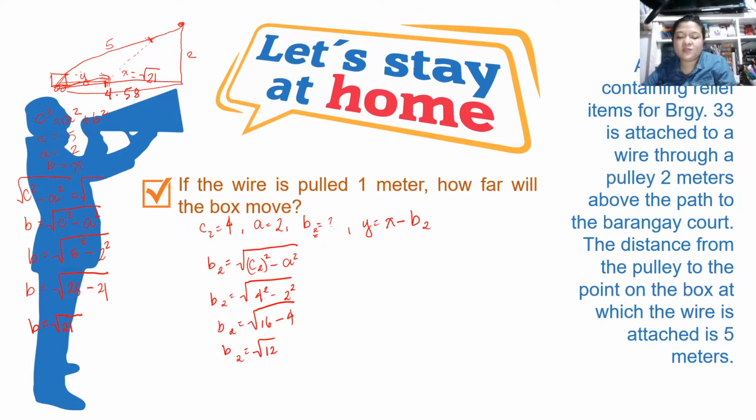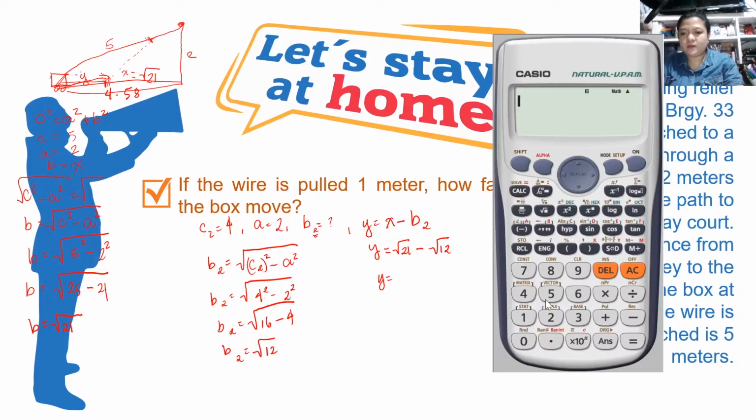Pwede naman natin itong i-simplify, pero bago natin i-simplify, alamin na rin natin kung ano ang y. Si y, yung distance na ginalaw ng cargo box after hilahin ng 1 meter ang wire. So si x natin ay square root of 21 and si b sub 2 ay square root of 12. Para makuha natin ang saktong value, gagamitin natin yung ating calculator. Okay, so square root of 21 minus square root of 12. Hindi natin yan basta-basta pwedeng i-minus na gawing square root of 21 minus 12 at magiging square root of 9.